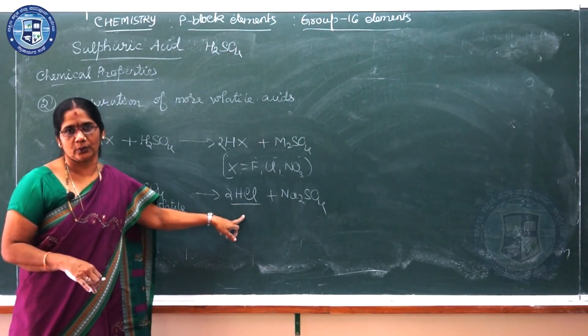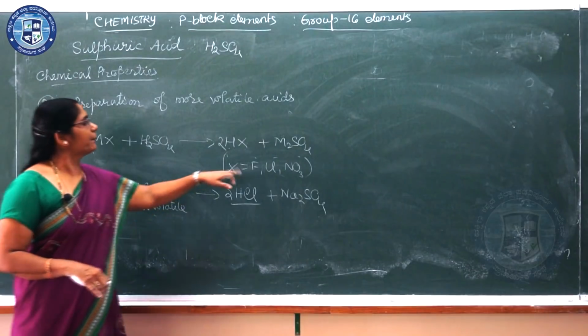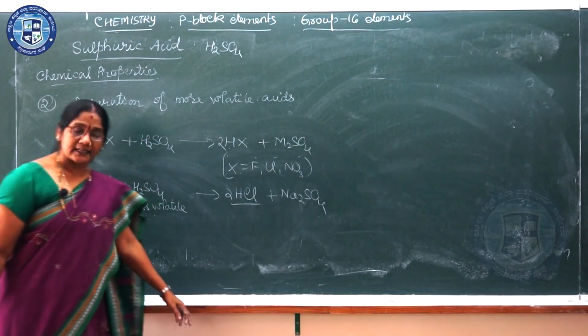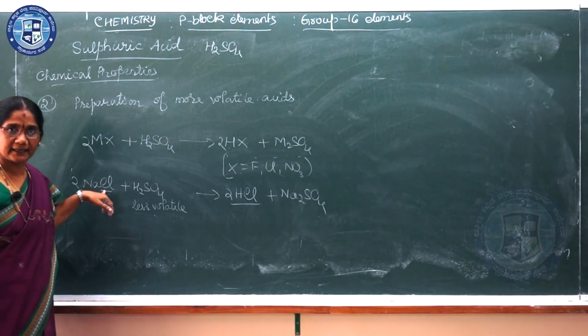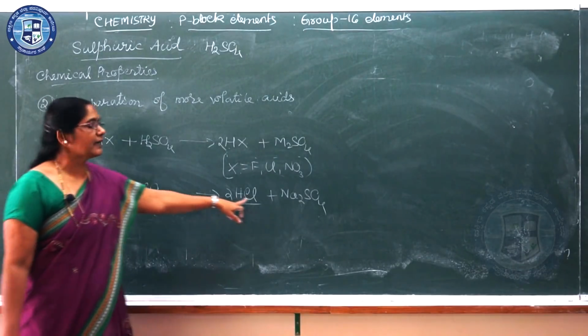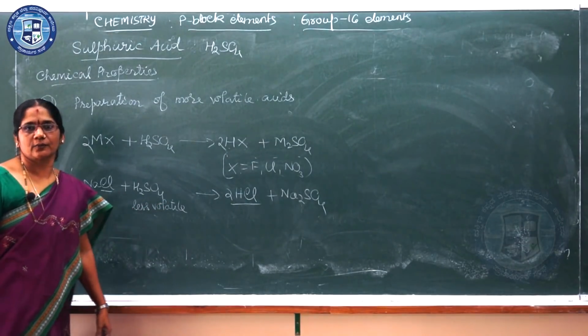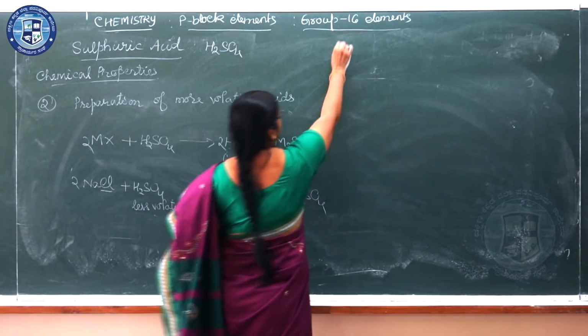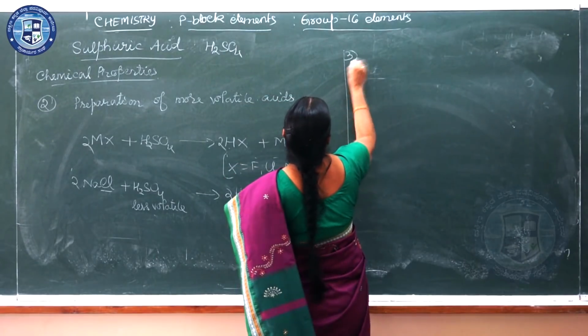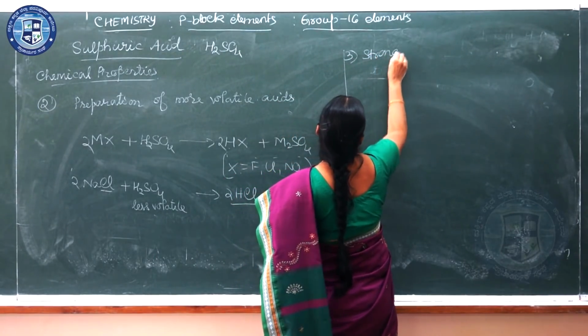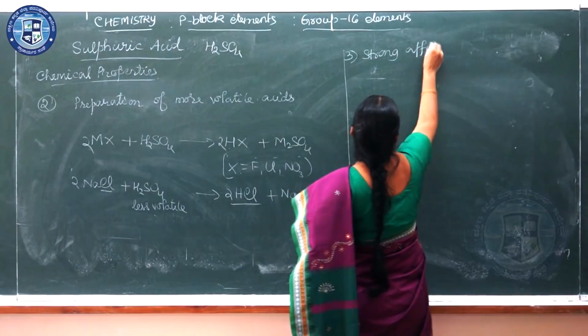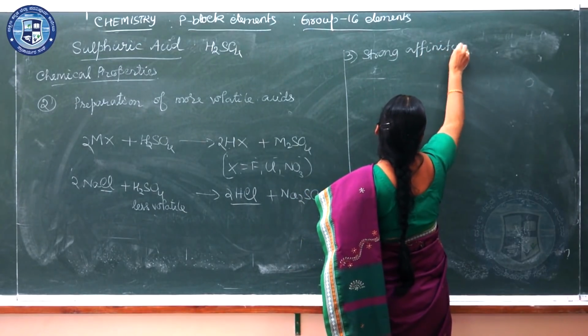volatile acid, hydrochloric acid. In this way I can prepare nitric acid also. If I replace Cl by nitrate, NO3, NaNO3, you will get nitric acid. So we make use of the less volatile nature of concentrated sulfuric acid here. The next property is drying or dehydrating agent.